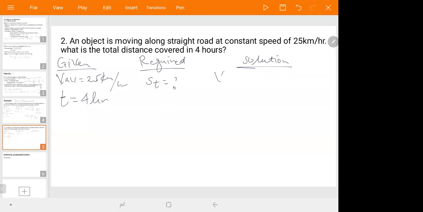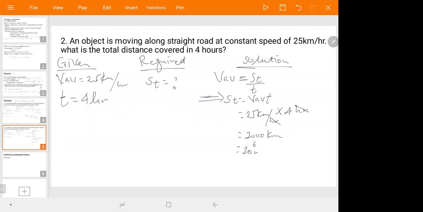For example, average velocity is equal to total distance divided by time. From this, total distance is equal to average velocity times time. Therefore, 25 km/h times 4 hours. Hour cancelled by hour. Have you seen? Multiply 25 by 4, that is 100 kilometers. 100 kilometers, or how many meters?